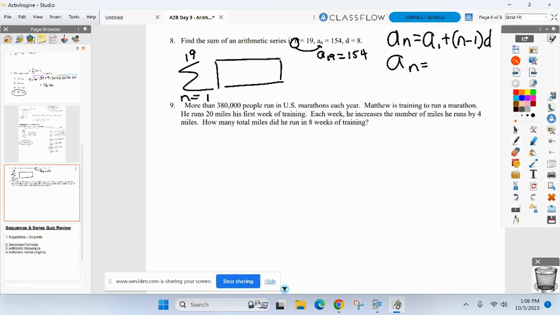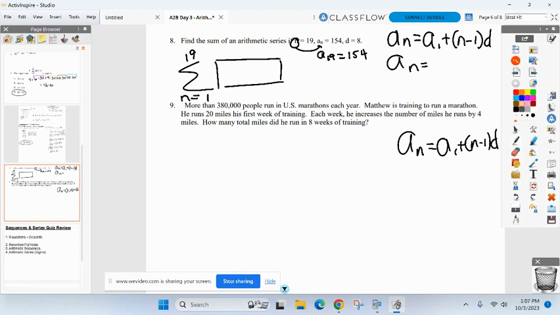The common difference means add 8 every time, right? Well, what if I wanted to go backwards? I could subtract 8. Now look, that's going to take a little bit of time, right? Keep subtracting 8, because I'm on the 19th term. It's going to take a while to get back to the first, right? You could do that. We could do that, right? Or we could just keep using this formula. Watch. I'll get back to that in a second.